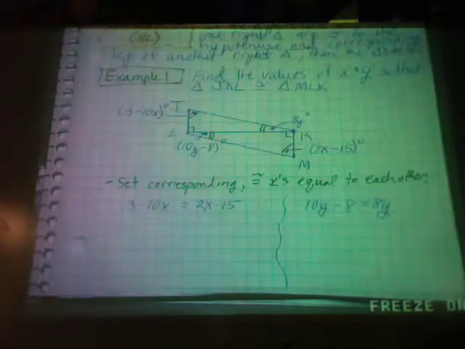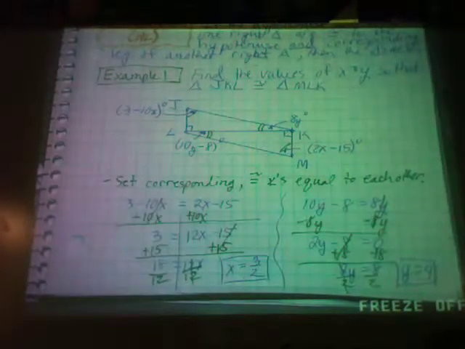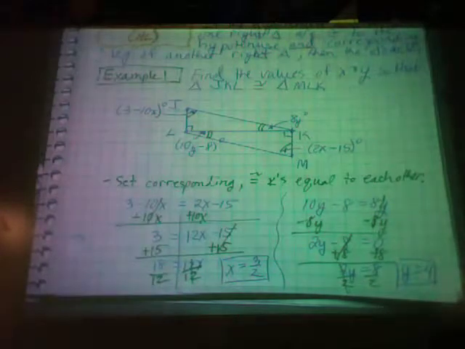Please share your answer with the person sitting next to you or around you. Okay, what did you get for x? 3 over 2. Reduce that fraction. You should have had 18/12. Reduces to 3 over 2. And then what'd you get for y? 4. Here's my work. If your work doesn't look like mine, it's wrong.